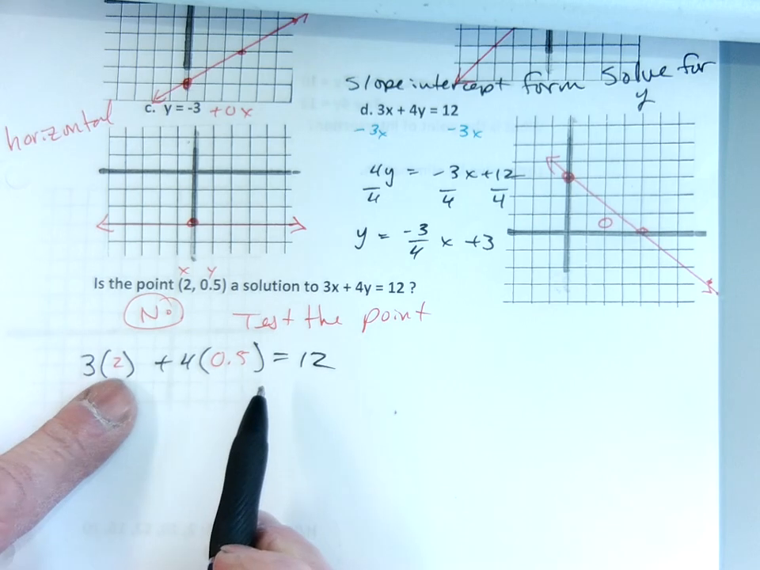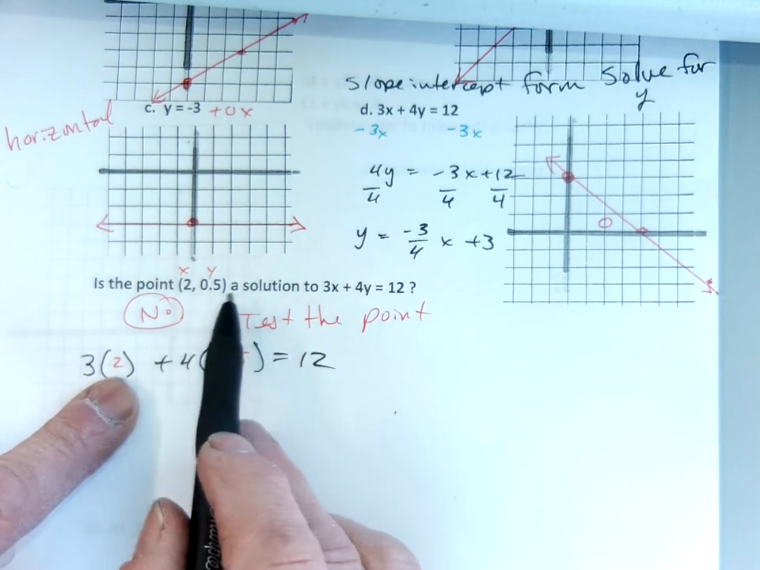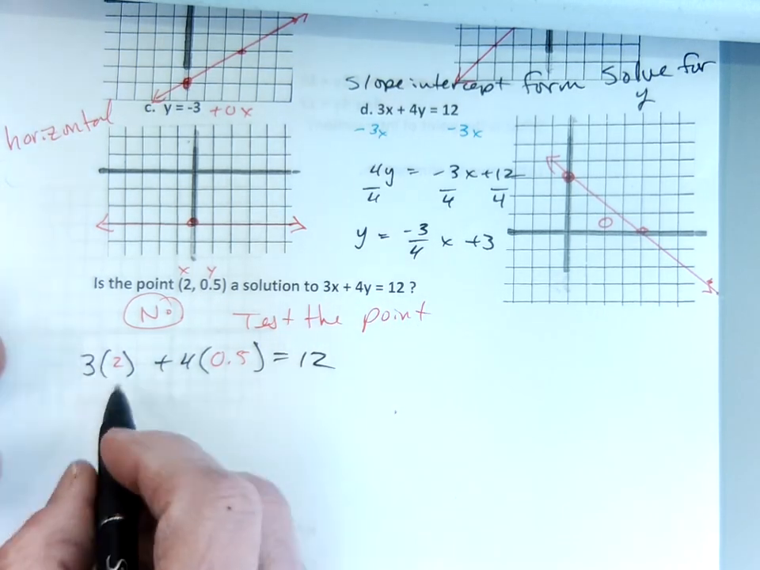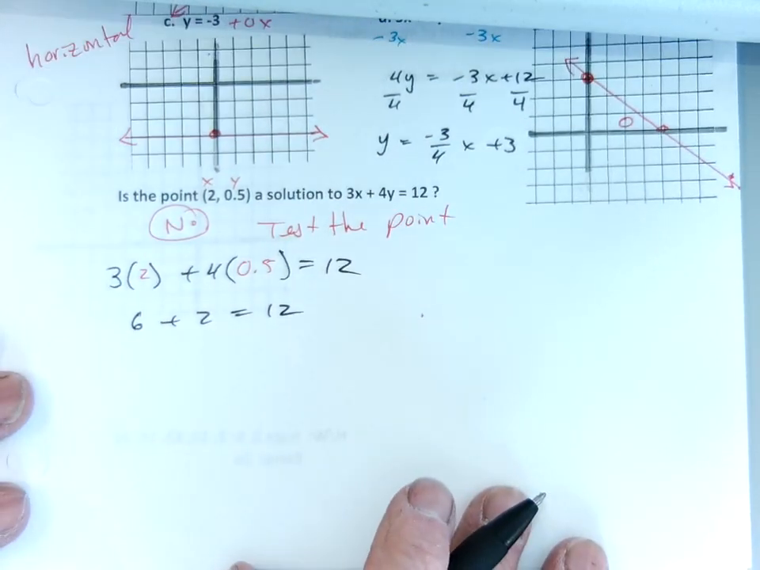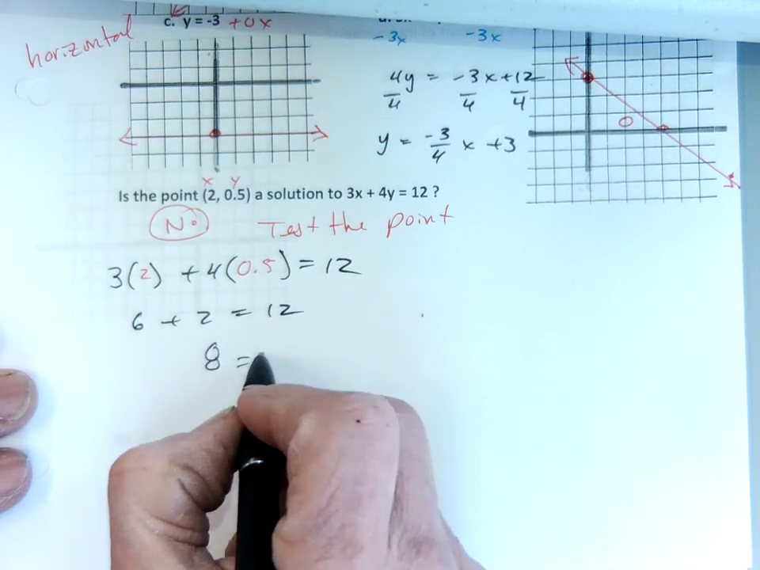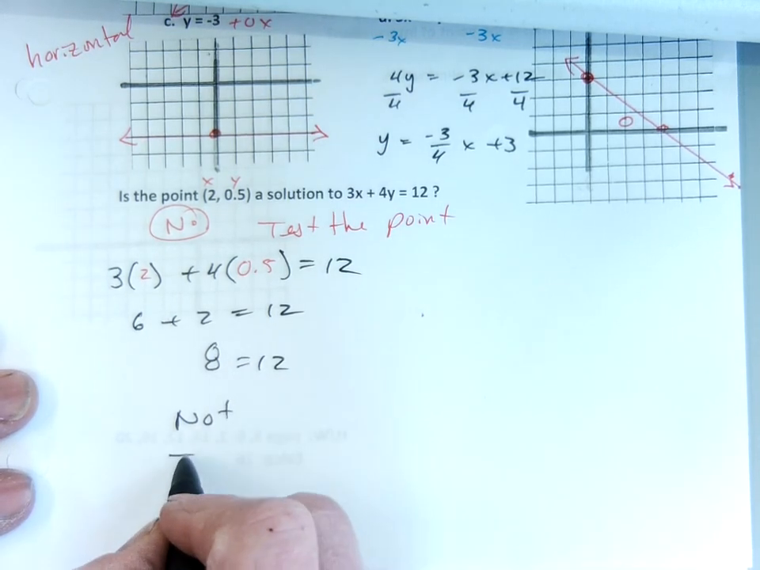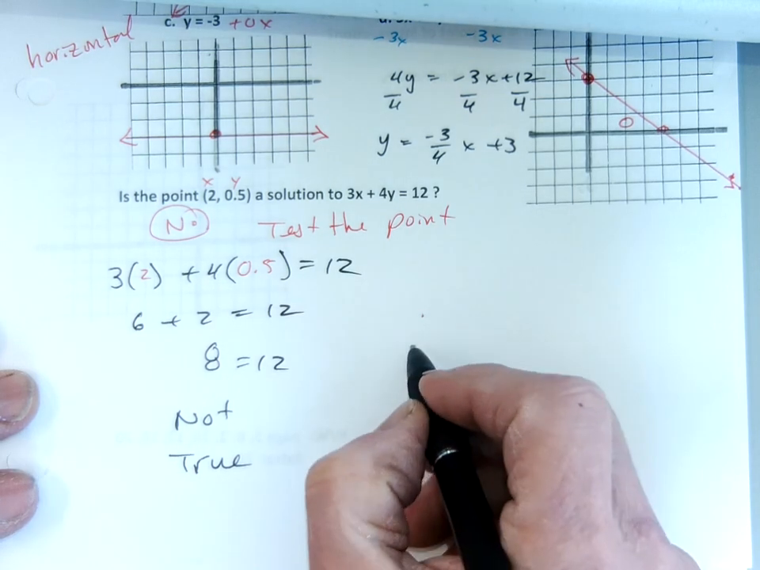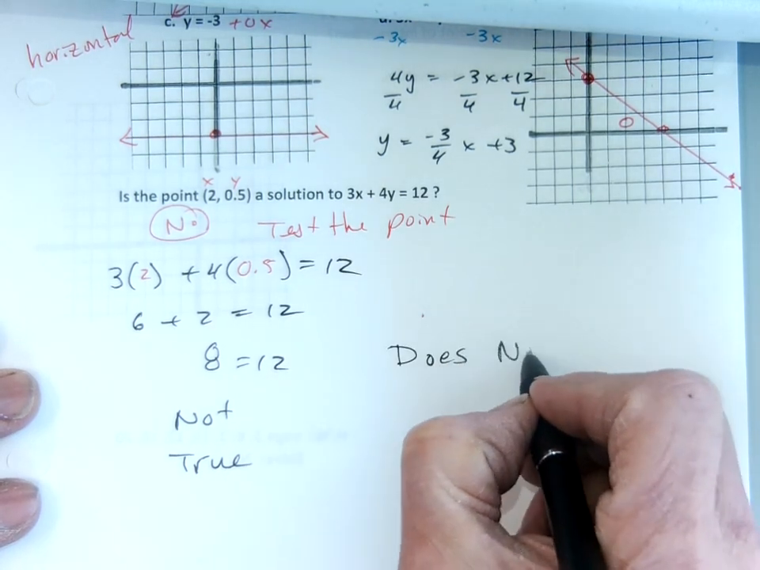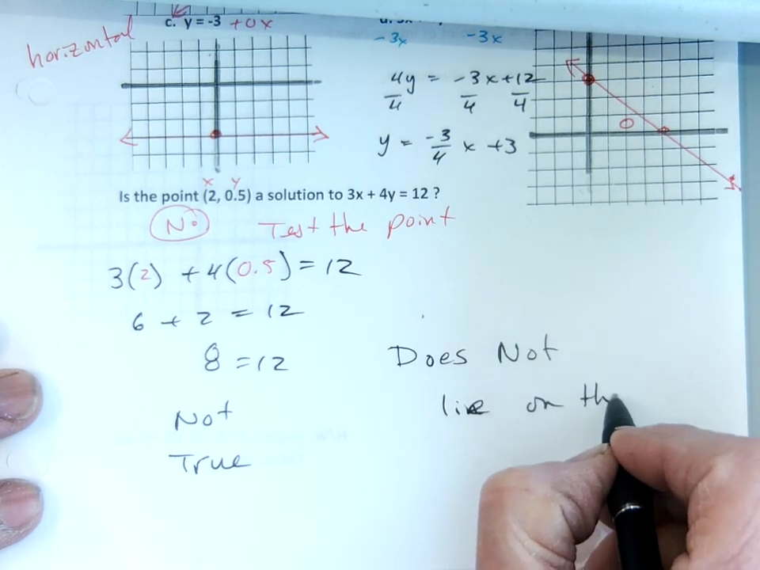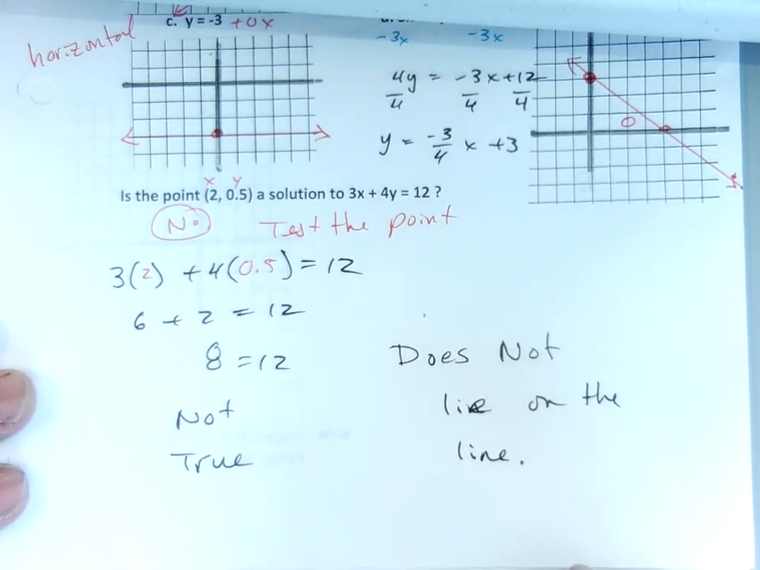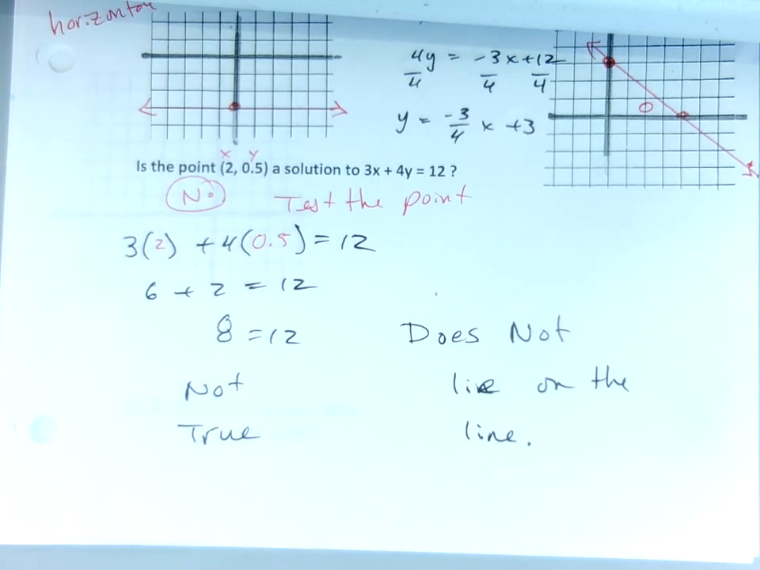So I just plug my 2, my x value, in for x, my 0.5, my y value, in for y, and I'll solve it. 6 plus 2 equals 12. Well, that's not going to work, is it? You're going to get 8 equals 12. That's not true. So you know that it does not lie on the line. Okay? And I can see it, but sometimes you can't see it. Sometimes you have to test it, and that's where you test, okay?